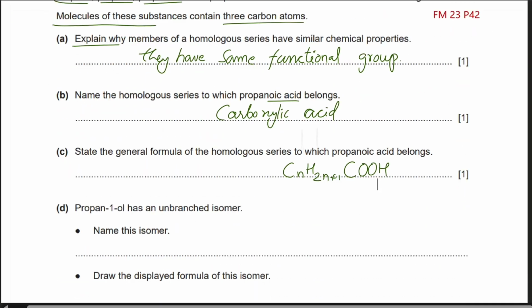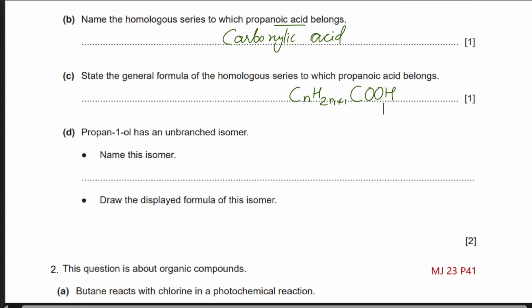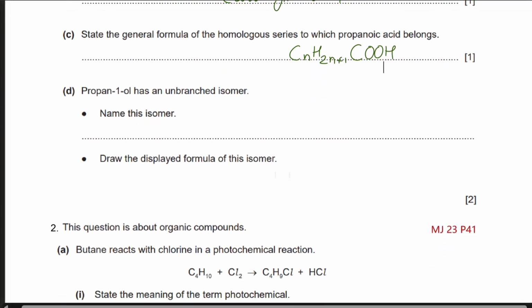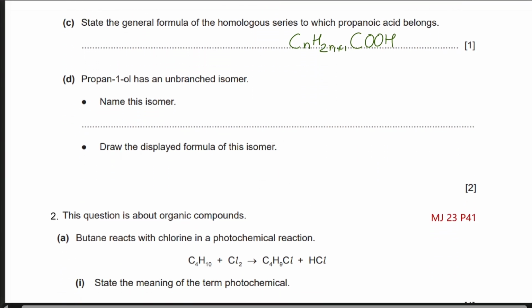Next, propan-1-ol has an unbranched isomer. Name this isomer. Now, what do you mean by unbranched isomer? Unbranched isomer means you have all your carbons in the main chain. So, only the functional group is shifting its position. That's unbranched isomer. Now, what is the unbranched isomer for propan-1-ol?